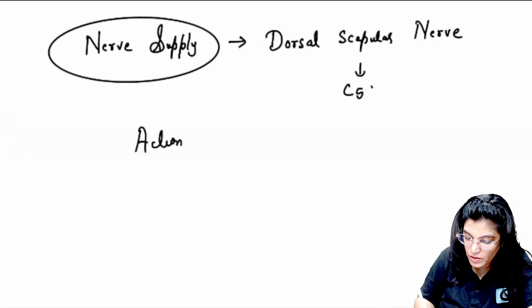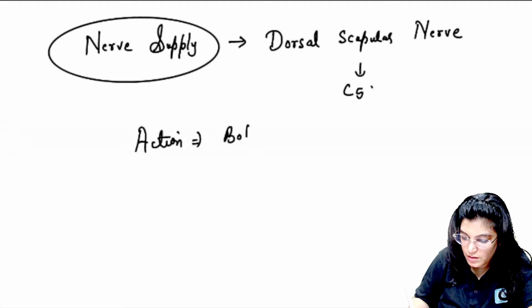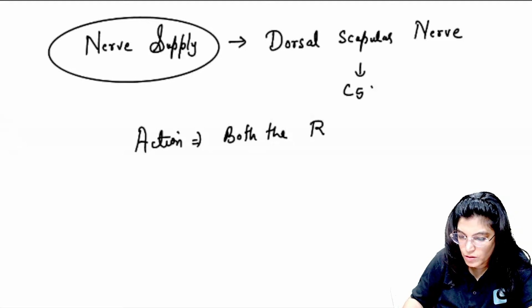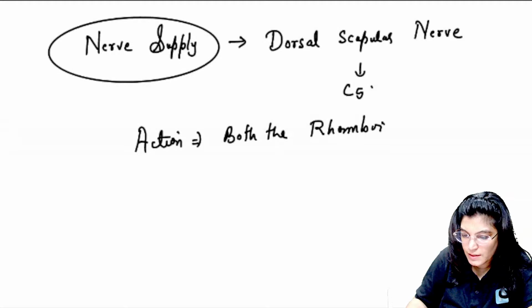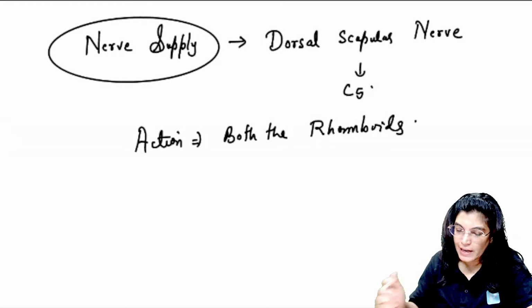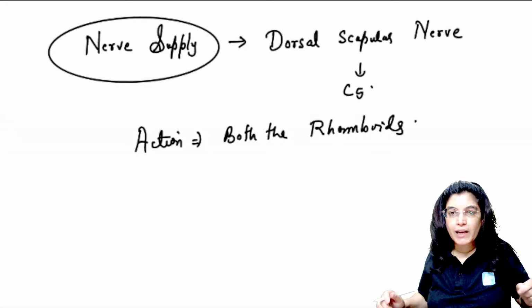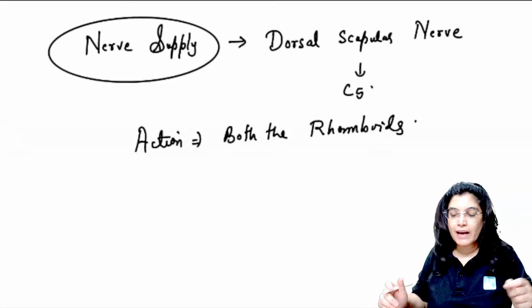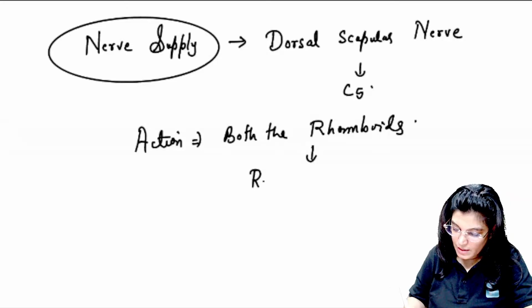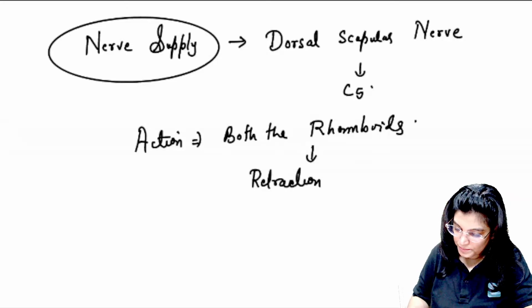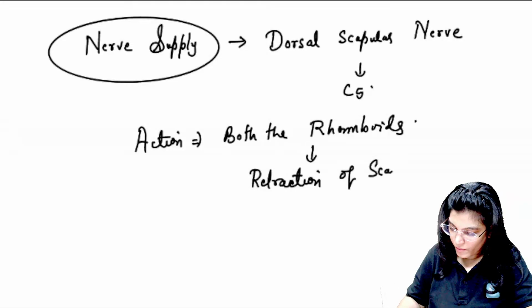Action. If I talk about both the rhomboid muscles, rhomboid major and minor, they are importantly causing retraction of the scapula, like this. They cause retraction of the scapula.